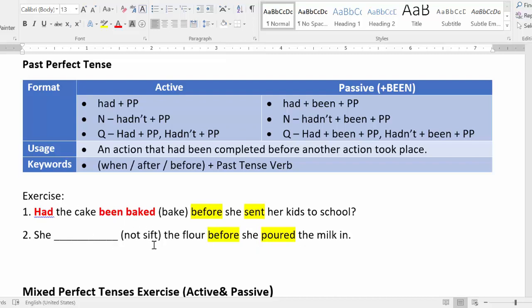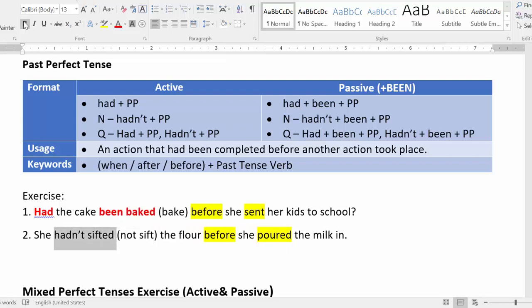So is this active or passive voice? How do we know? The action is sift. She is a person. She can sift the flour. This person can sift the flour, so it should be active voice. Active voice format, had plus PP. You have a not here, so negative, hadn't plus PP. Your answer should be hadn't sift at ed. Again, same thing, no such thing as sifted, only sifted. Please remember sifted. So your answer should be hadn't sifted the flour.